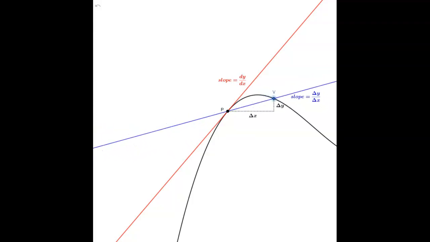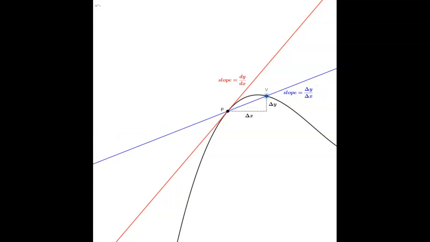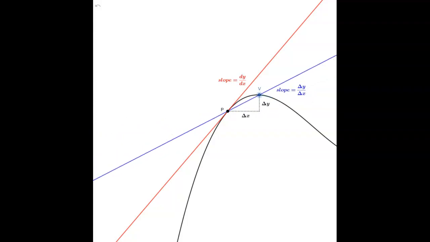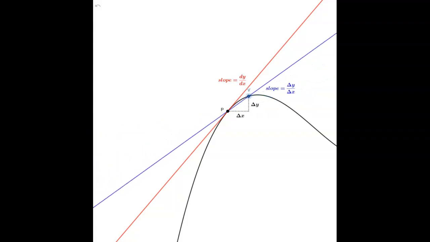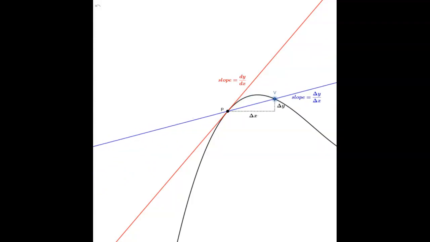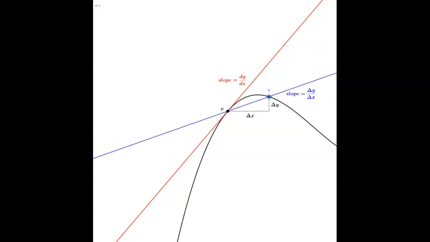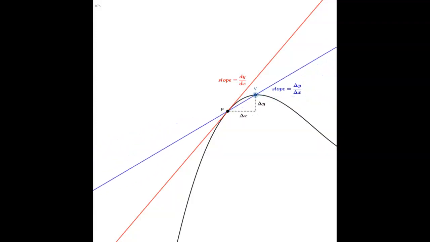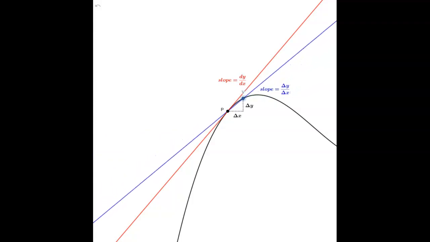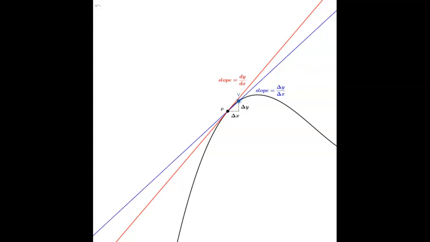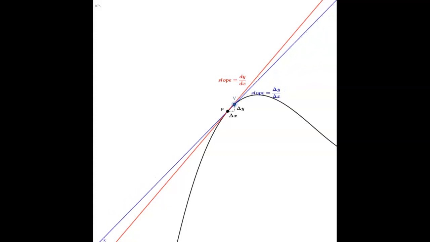As it changes, delta x changes and delta y changes. But the thing to notice is that as v approaches point p, or in other words, as delta x, the change in x-coordinate between the 2 points, approaches 0, what's happening to the slope of the blue line? Well, the slope of the blue line is getting closer and closer to the slope of the red line, because the blue line itself is approaching the red line.